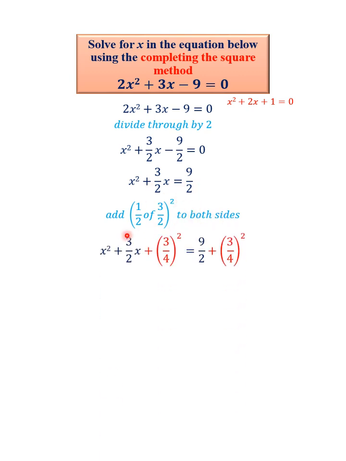And it becomes x squared plus 3 over 2x plus half of 3 over 2, which is half times 3 over 2. 3 times 1 is 3, 2 times 2 is 4, so 3 over 4, then you square it. You are adding it to the left-hand side. You will also add it to the right-hand side for the equation to be balanced. What you do to the left-hand side, you do to the right-hand side. So we added this, and we also added it to the right-hand side.